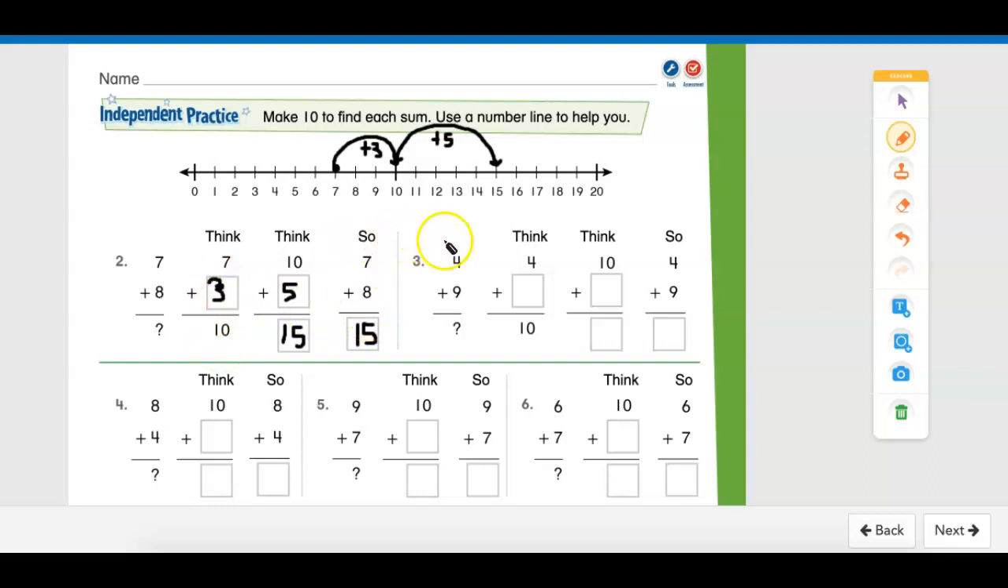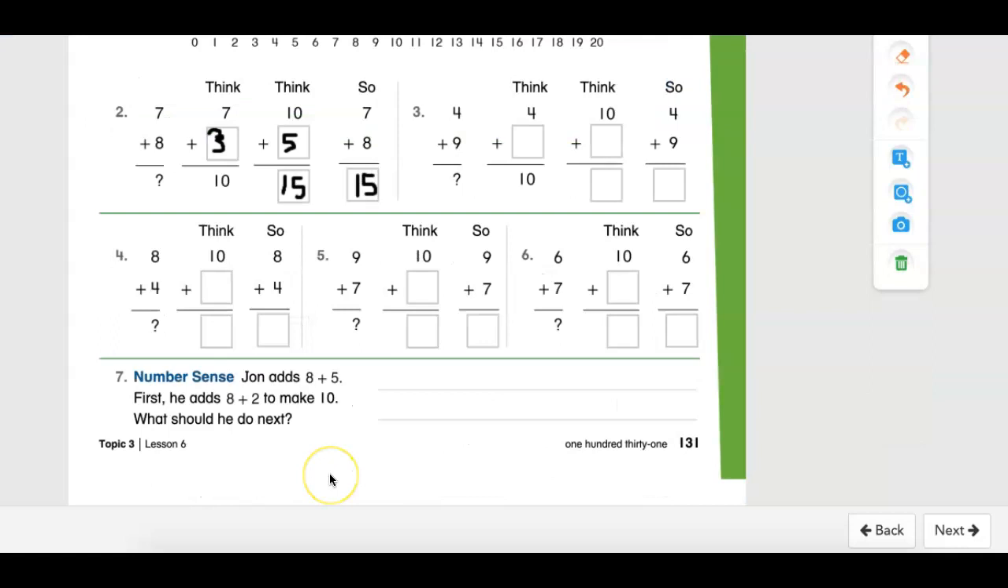So go ahead and pause the video so that you can continue working on these questions, and when you press the play button, we will begin talking about number 7. On number 7, it says John adds 8 plus 5. First, he adds 8 plus 2 to make 10. What should John do next?